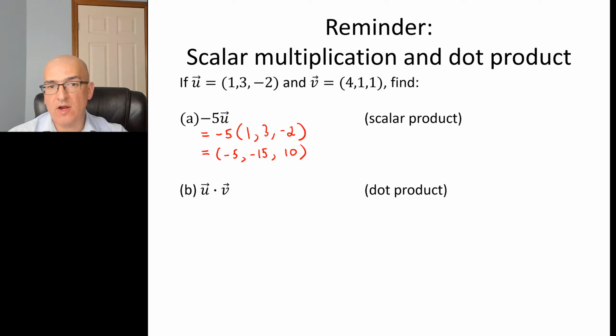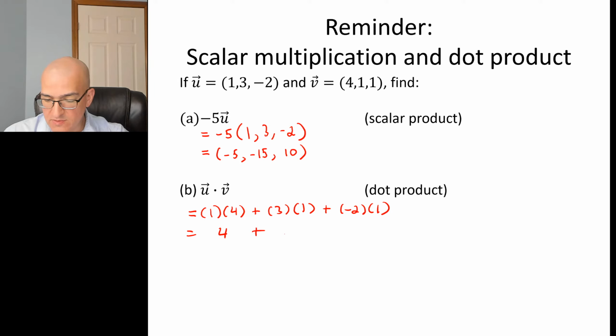Now if we do a dot product of u and v, we'll have the first component of u multiplied by the first component of v, plus the second component of u times the second component of v, plus the third component of u times the third component of v. So 4 plus 3 minus 2, which is 5. Again, a number comes out of a dot product, a vector comes out of a scalar product.